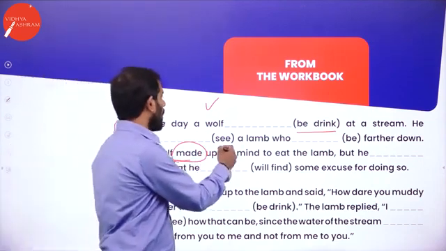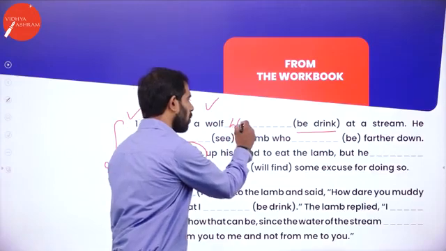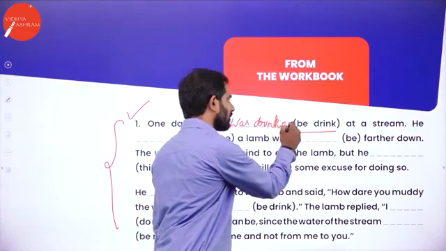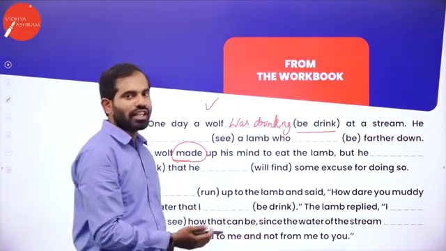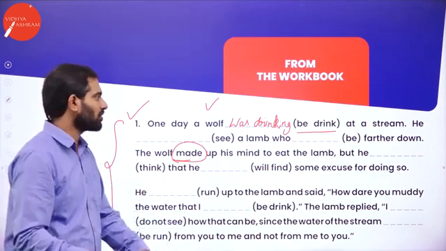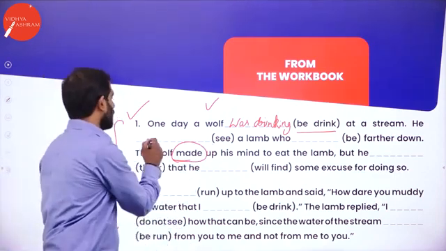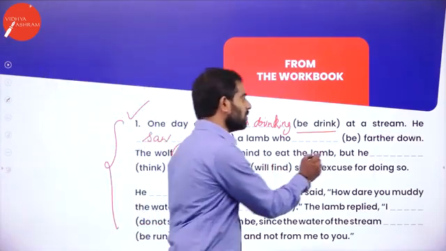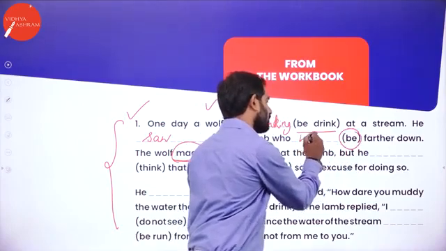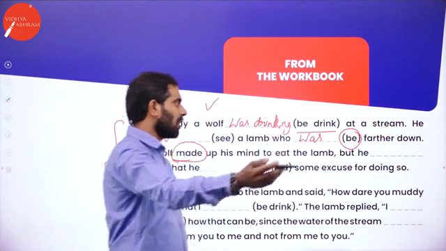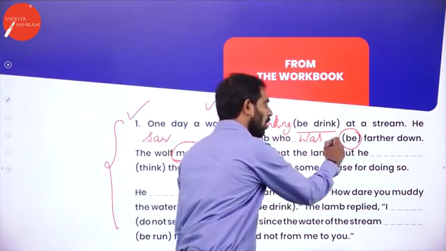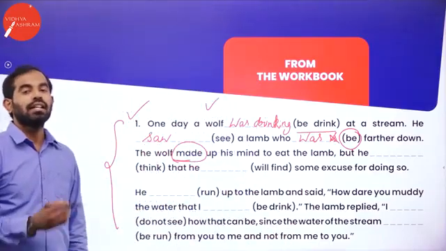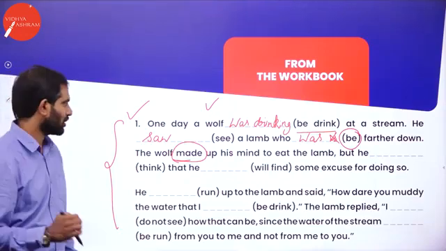One day a wolf, be form, was drinking at a stream. So stream, a running water channel. He, see becomes saw. He saw a lamb who, again be form, was farther down. You cannot use is or am or any other forms because it is wrong. It doesn't give you a complete sentence, a complete sense.